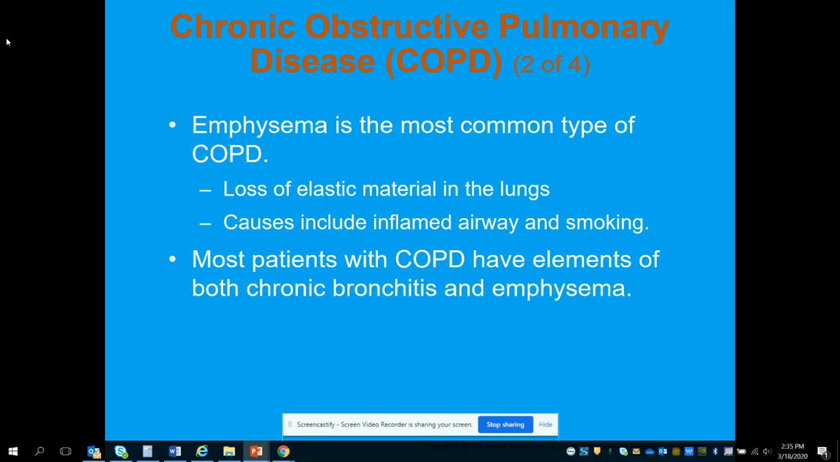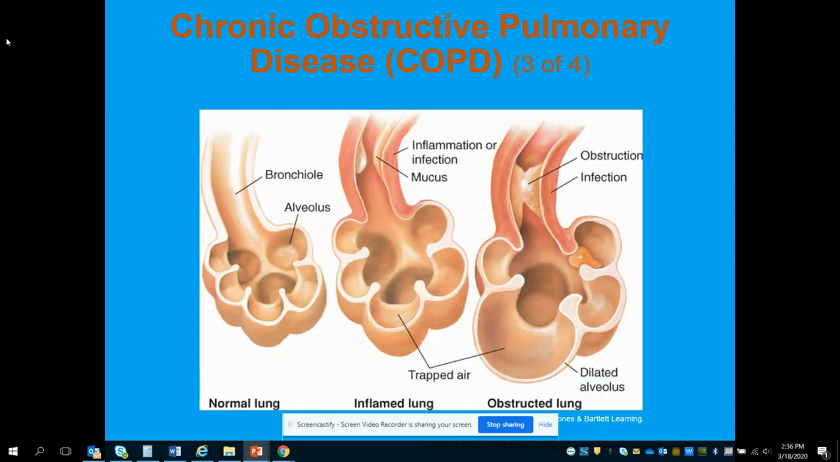Emphysema is where we have the loss of elastic material in the lungs, and the causes include inflamed airways and smoking. That loss of elasticity is going to cause those bronchioles to collapse, and so we could hear those wheezing sounds along with this as well. It might be that they always wheeze a little bit, but today it's just worse.